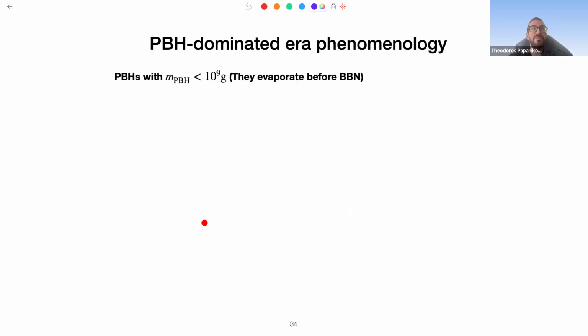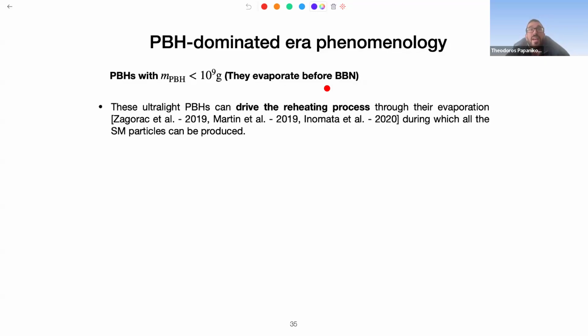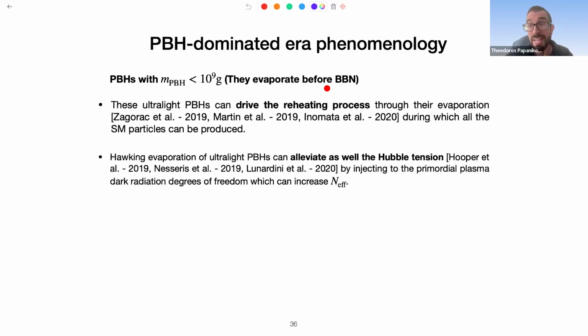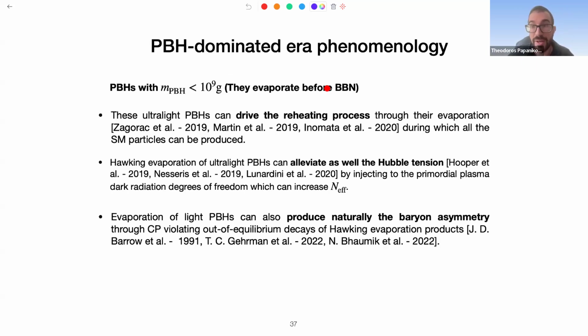This is the case for black holes with masses less than 10^9 grams, which evaporate before Big Bang nucleosynthesis. These black holes can trigger early matter-dominated eras with a very rich phenomenology. In particular, through the process of Hawking evaporation of these ultralight black holes, we can reheat the universe and produce democratically all the standard model particles we know. We can also potentially alleviate the Hubble tension, since due to Hawking evaporation, we can also produce in the primordial plasma dark radiation degrees of freedom, which can increase the effective number of species and potentially the Hubble parameter at early times. We can also produce naturally the baryon asymmetry through CP violating out of equilibrium decays of Hawking radiated degrees of freedom.